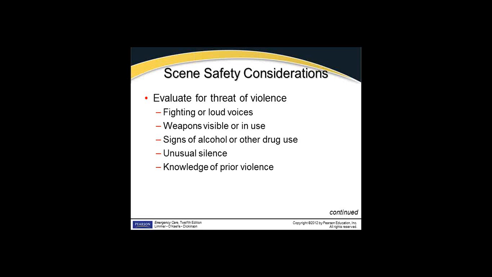Knowledge of prior violence. This is an instance in which, have I been here before, and what were we here for the last time? You're going to use that piece of knowledge to your advantage and say, okay, I remember the last time we were here. This is a potentially volatile scene. We are going to steer clear of certain spots, certain people, and we're going to make sure we have an exit.